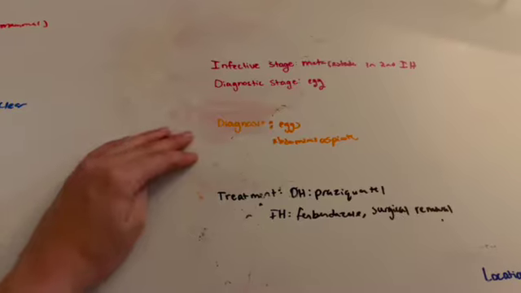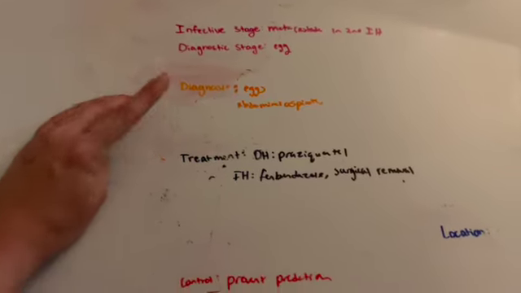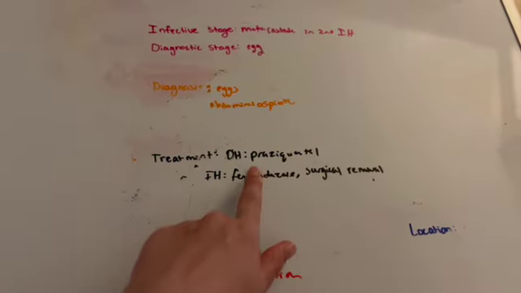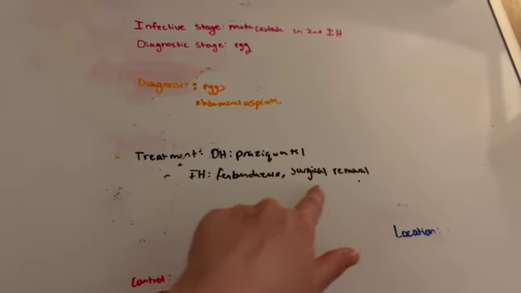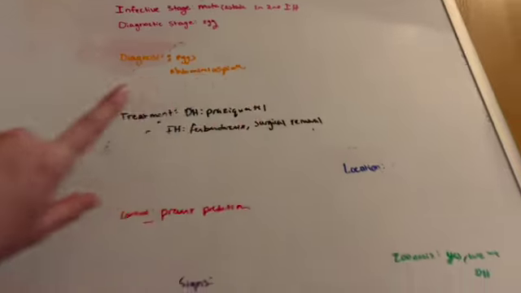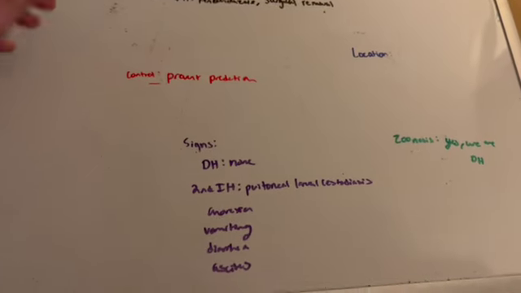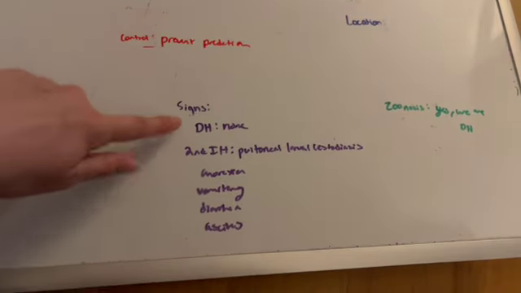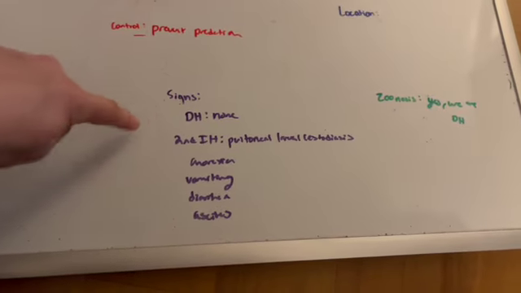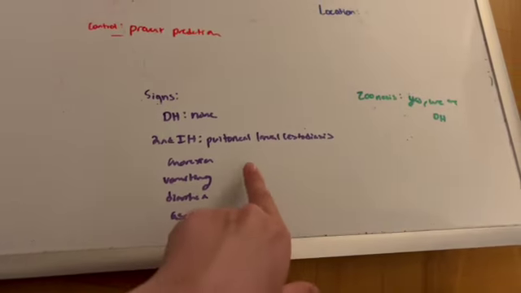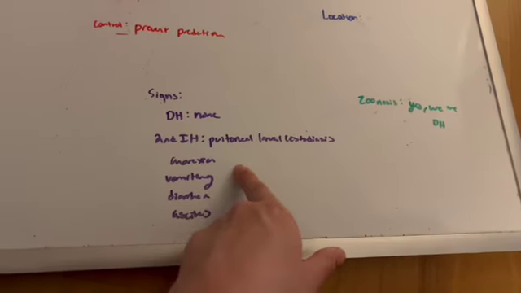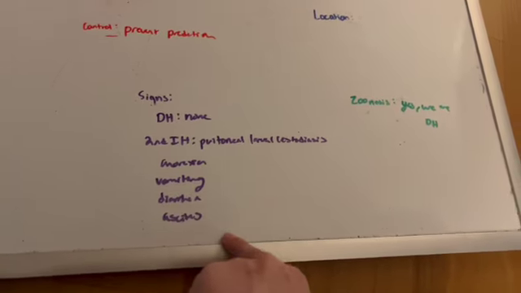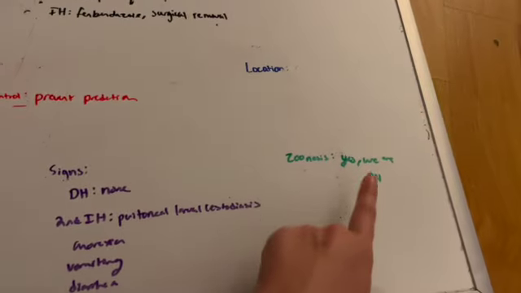Diagnosis, looking for the eggs in the fecal or abdominal aspirate. Treatment, if it is the definitive host, is going to be praziquantel. If it's an intermediate host, fenbendazole and surgical removal of the worms. Control, you prevent predation. Signs, if they're the definitive host, there will be none. The second intermediate host will have peritoneal larval cestodiasis, so being in the abdomen, anorexia, vomiting, diarrhea, and ascites, and we are a definitive host as well.